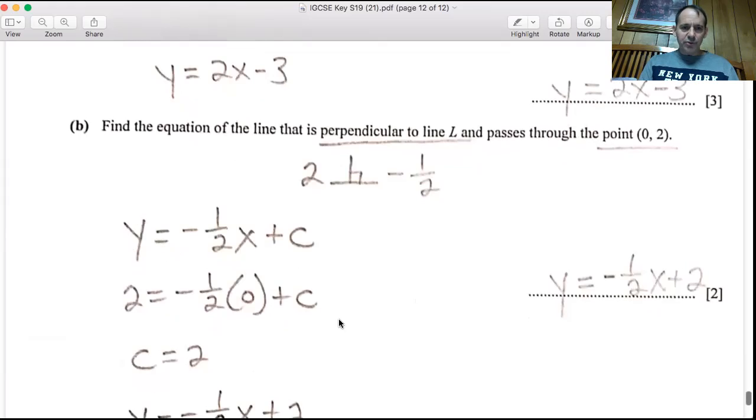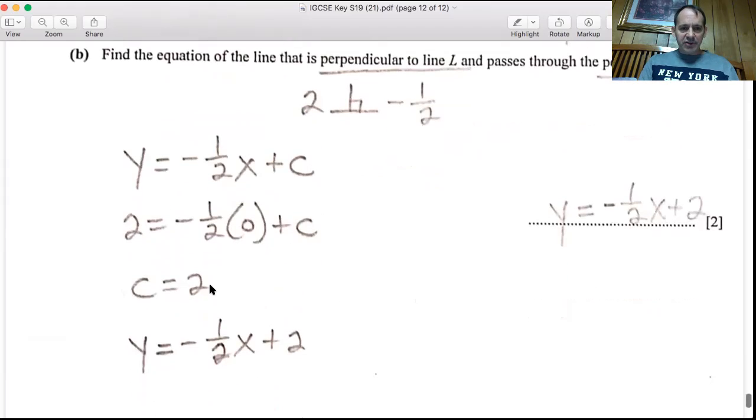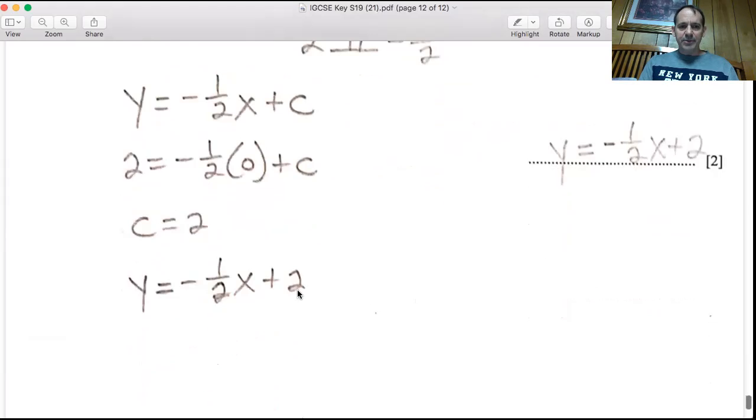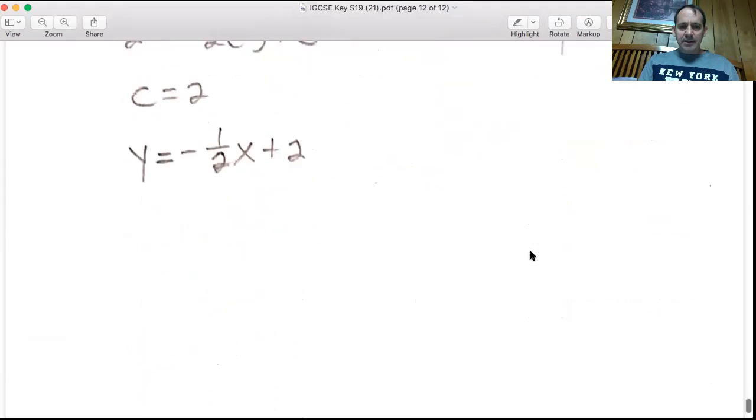So the 0, 2 is what we'll use. So that means c is 2. Again, plug it back into the c position and rewrite your equation. y equals -1/2 x plus 2.